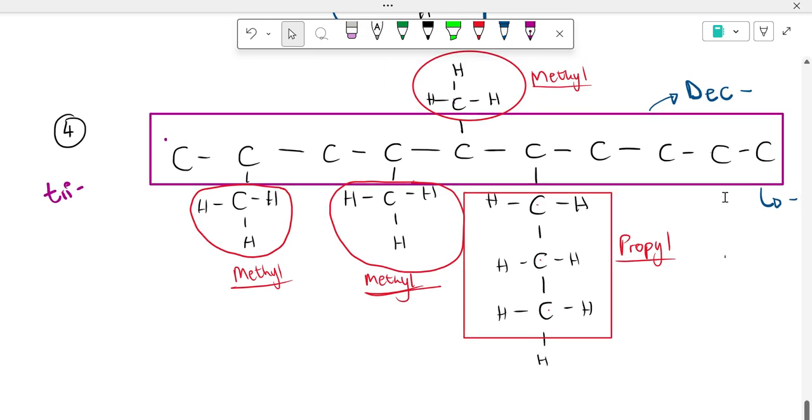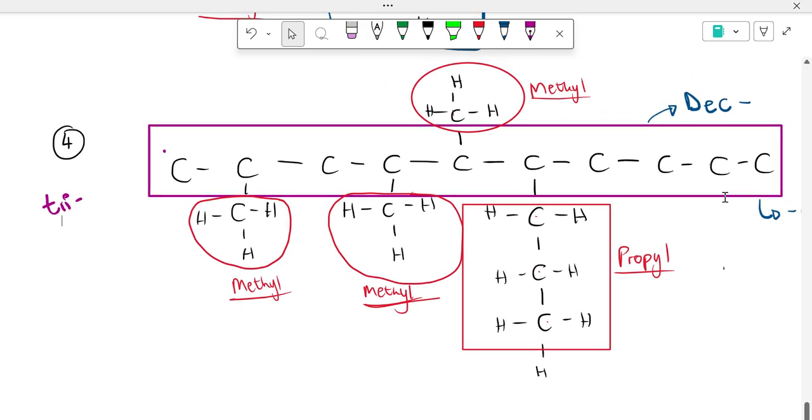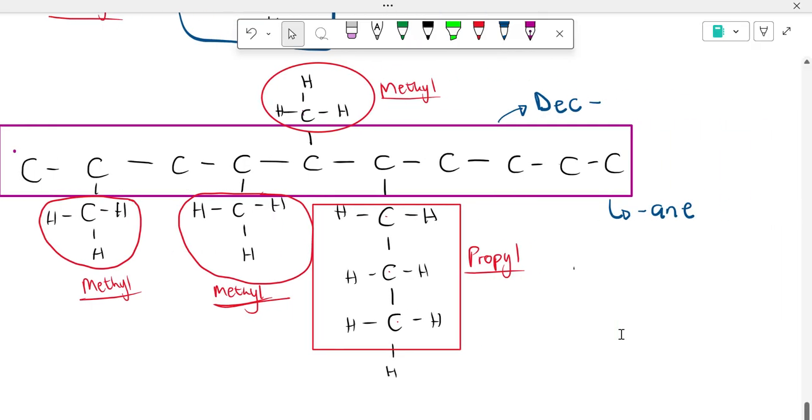I want you guys to understand something. When you're naming organic compounds, prefixes like tri do not take any preference. We do not consider prefixes like tri, di, tetra when we're looking at alphabetical order. Please don't forget that. So what do I mean? Let me write down the IUPAC name of this compound.